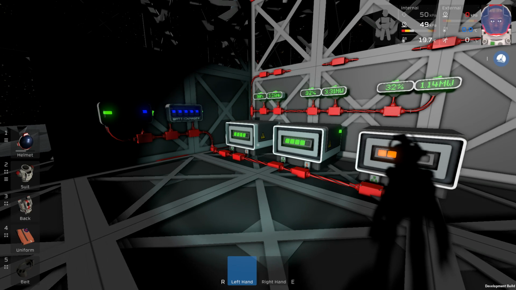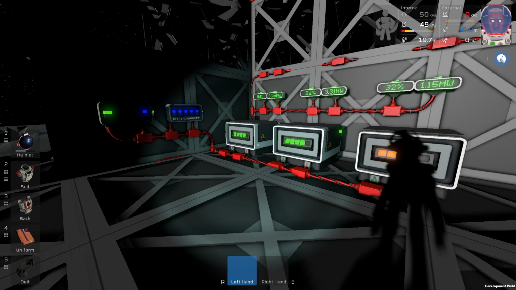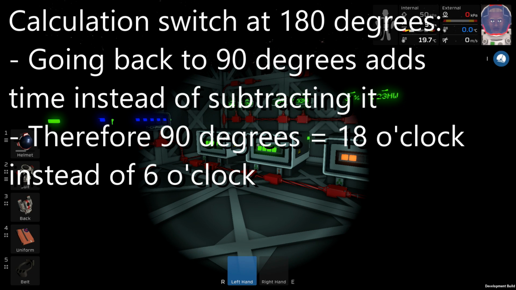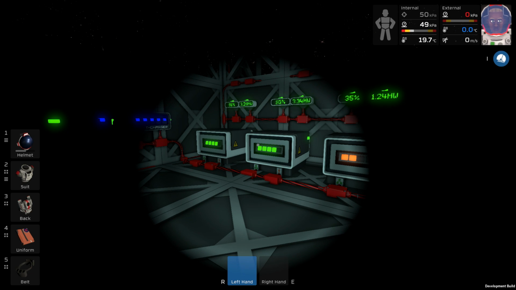So that's pretty straightforward. However, after that the sensor goes backwards and we are basically screwed. Therefore, once we reach 180 degrees, we have to switch into another calculation. So for every degree we lose now, we actually want to add some time. That means when we get back to 90 degrees, I don't want to be at 6 o'clock, I want to be at 18 o'clock. In order to achieve that, I set up a calculation we can use exactly for that.